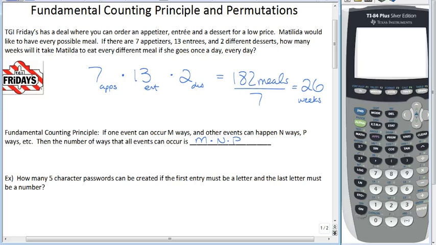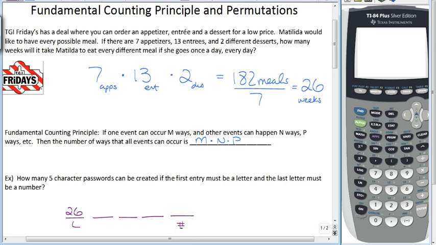So the next example talks about characters of a password. Again, it's the same kind of problem, except for now we have 5 different characters. Now, there are some stipulations. It says that the first entry must be a letter. Well, we know that there are 26 letters in the alphabet. And it says the last must be a number. So this last character must be a number.